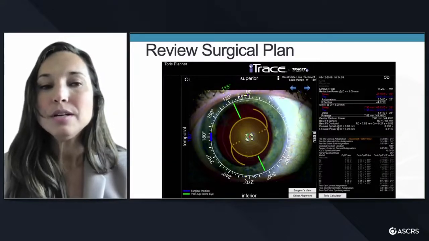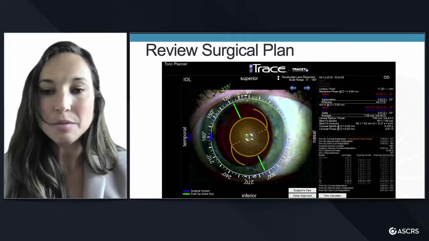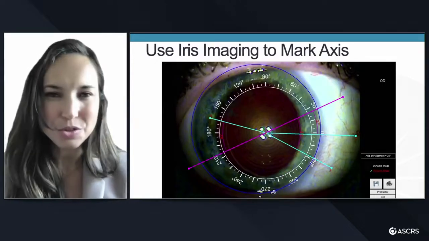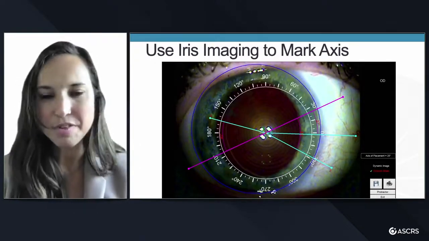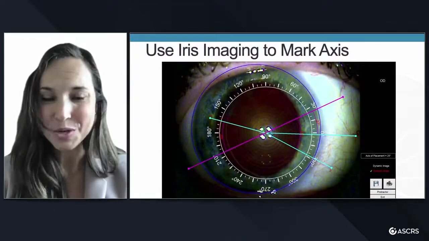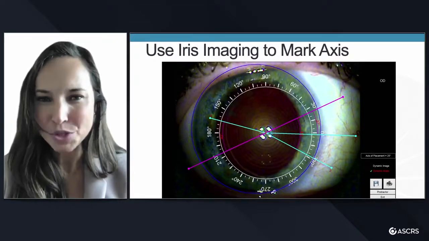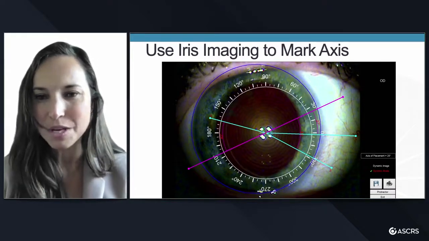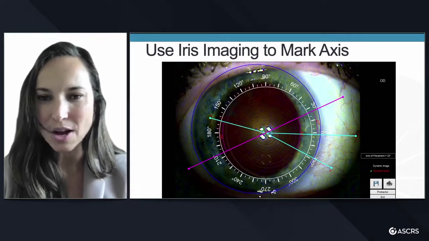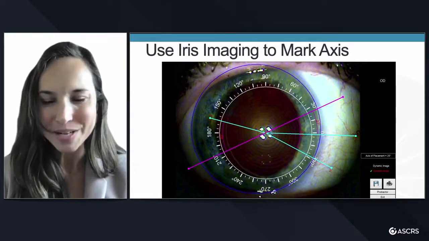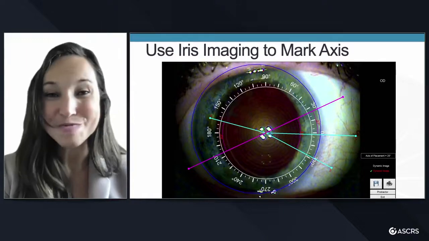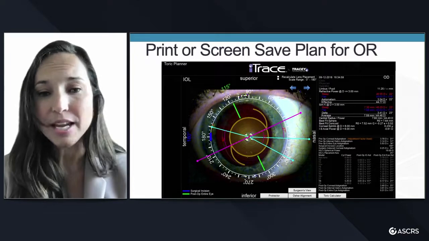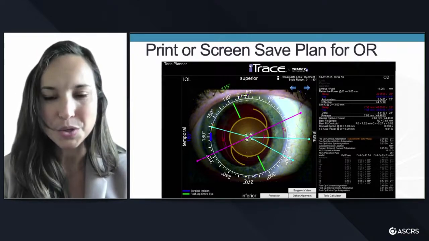So then what to do? You review your surgical plan. You can print this and take it to the OR with you. But also, if you don't have intraoperative aberrometry or some of the other fancy devices, the iTrace can help you by using iris imaging to mark the axis, or sometimes I really like to look at some limbal vessels, to make sure you're going to align based on some anatomical landmarks that are specific for that patient. So what you do, you just print your screen, you save, and you can take the plan with you to the OR.